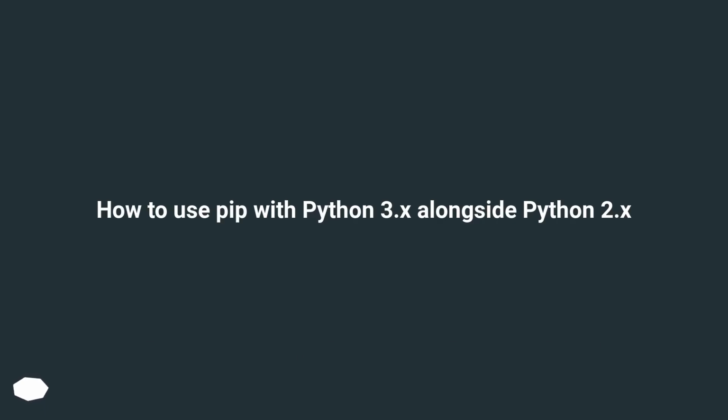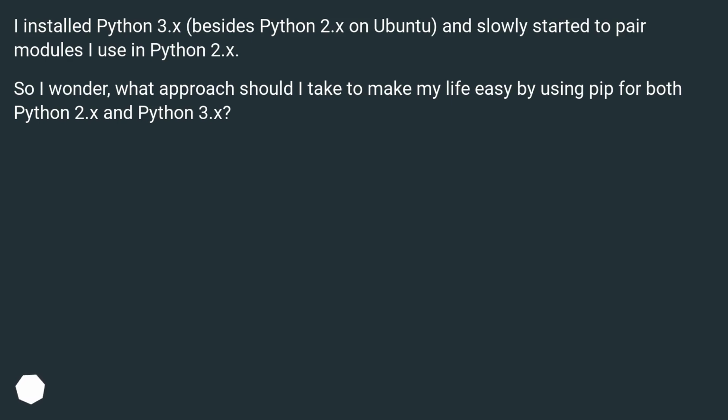How to use pip with Python 3.x alongside Python 2.x. I installed Python 3.x besides Python 2.x on Ubuntu, and slowly started to port the modules I use in Python 2.x. So I wonder, what approach should I take to make my life easy by using pip for both Python 2.x and Python 3.x?